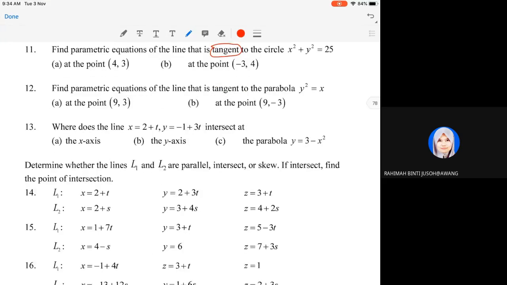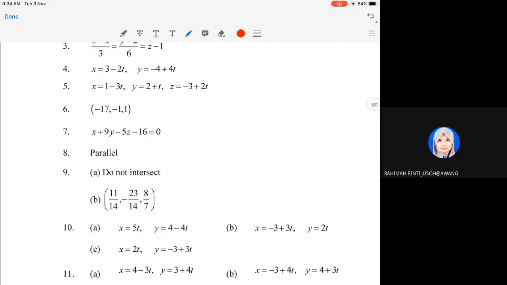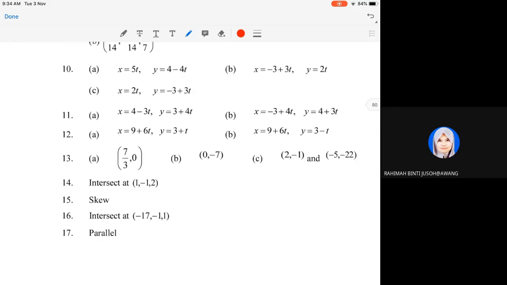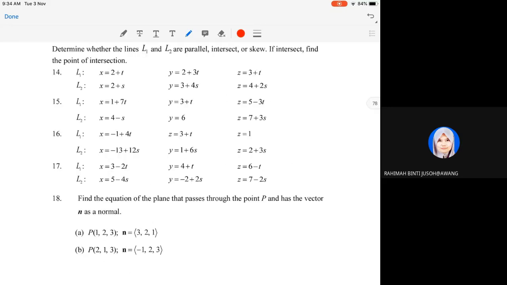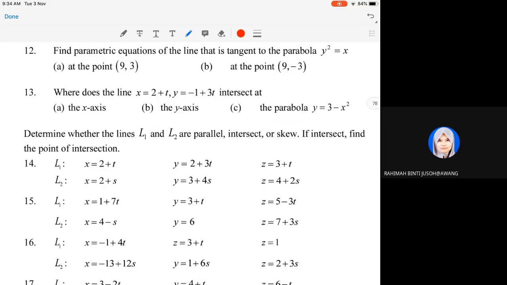Question number 12B has a small mistake in the answer, guys. You correct the answer for question number 12B. In 12B, we have negative here. Negative. So, alright.